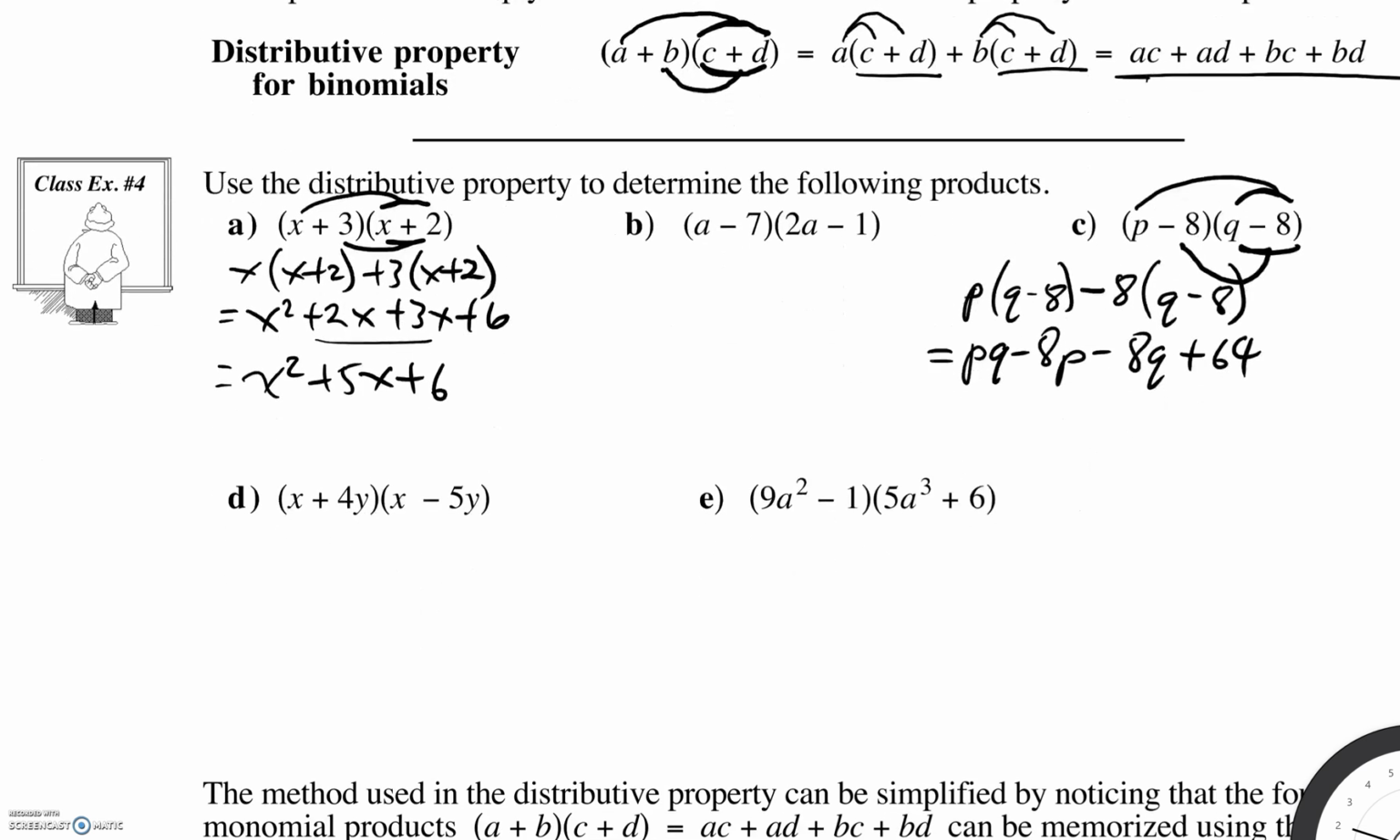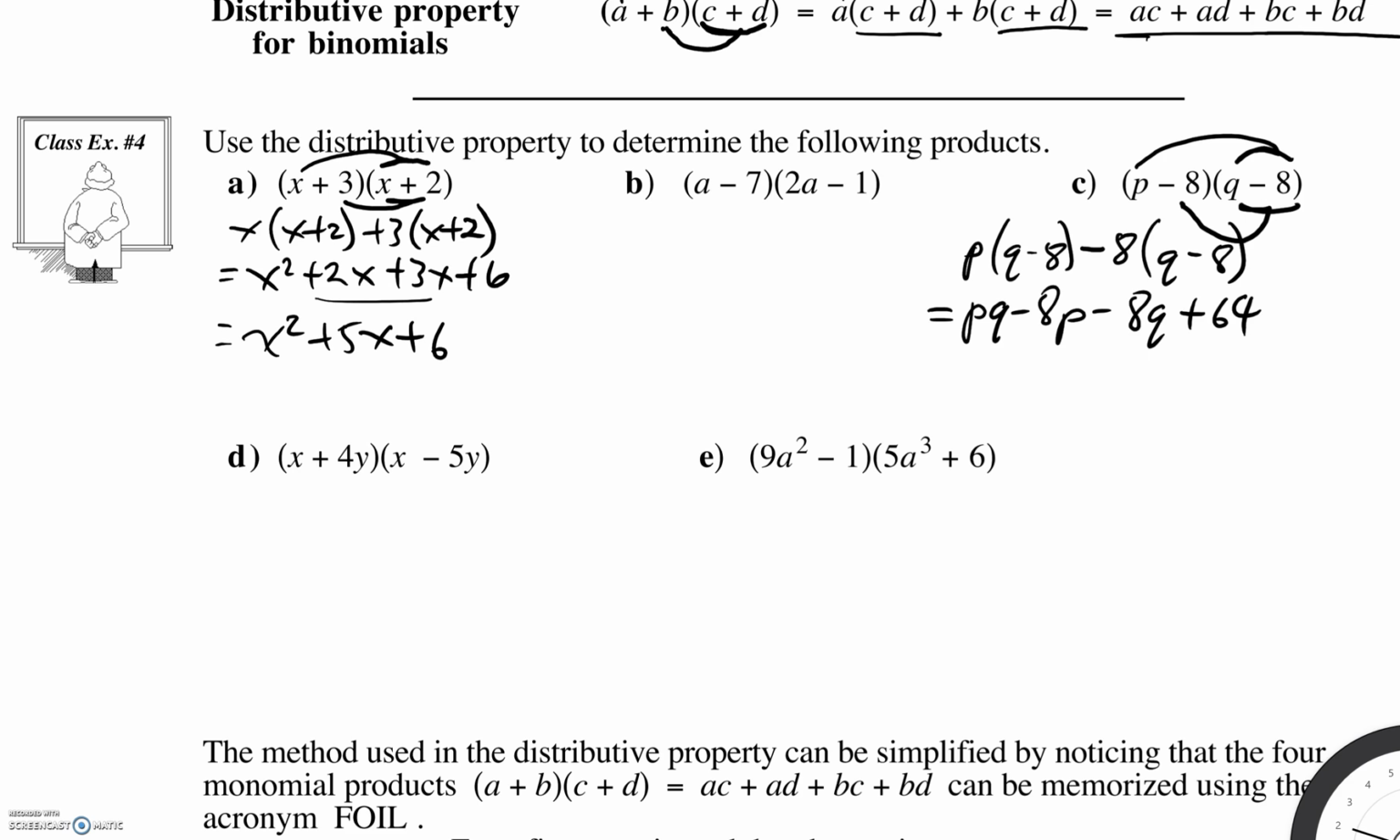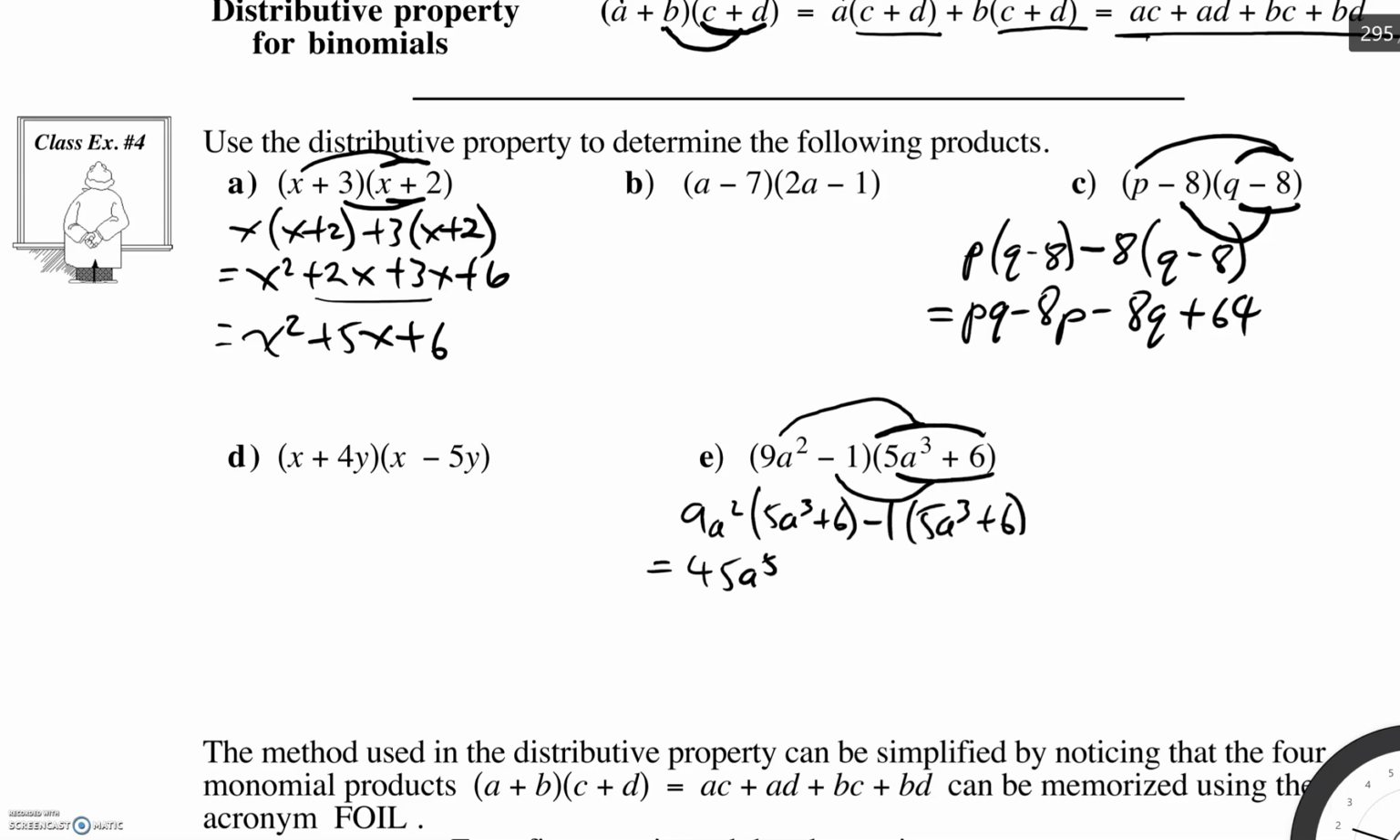We'll do one more example, class example number 4E, and we're going to distribute this here, -1 here. So we get 9a squared times 5a to the 3 plus 6 minus 1, 5a to the 3 plus 6. Excellent. Okay, and multiplying that out, we get 45a to the 5 plus 54a squared minus 5a to the 3 minus 6. And we will just order these in decreasing powers. 45a to the 5 minus 5a to the 3 plus 54a squared minus 6.